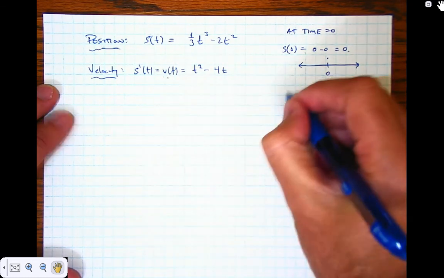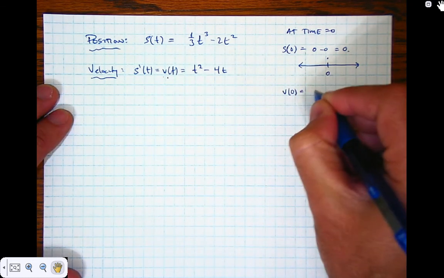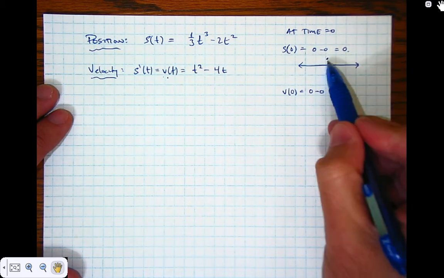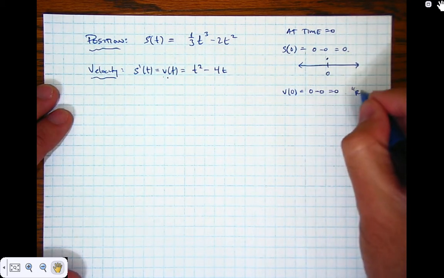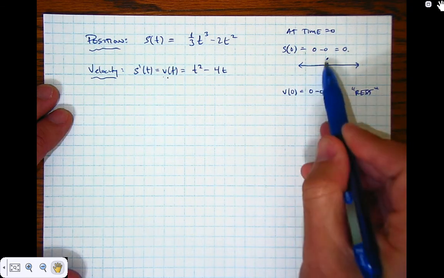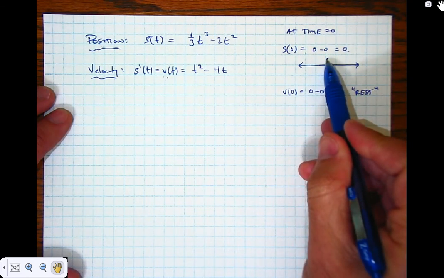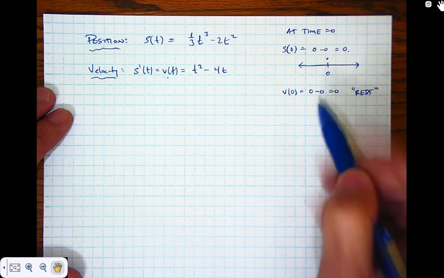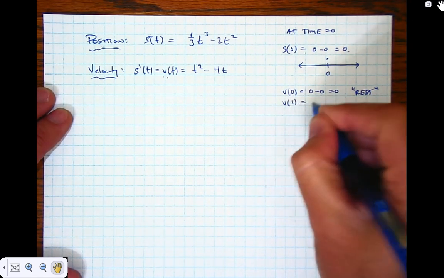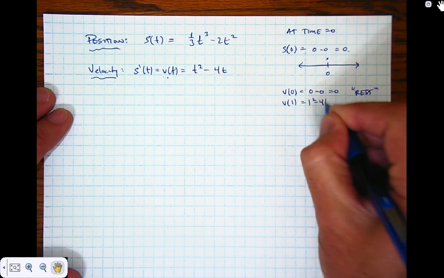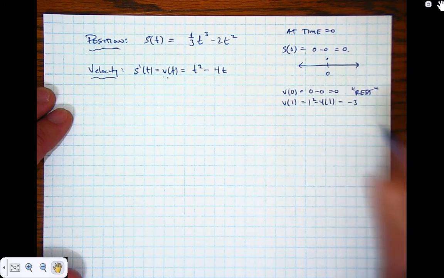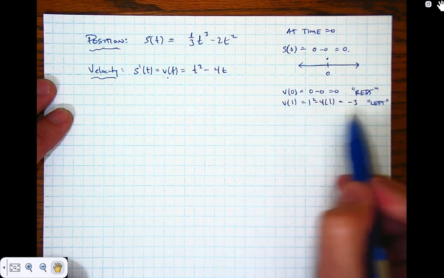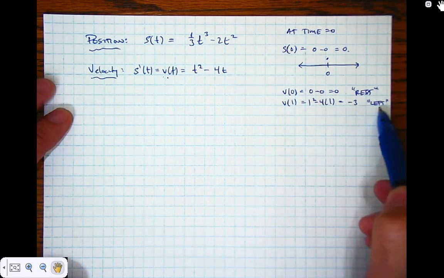That tells me the velocity of the particle at any time. Okay, so for instance, the velocity at time 0 would be 0 minus 0 or 0. And so when I start the clock here, this thing is at rest. Right? Nothing is happening at time 0. When I start the clock, this thing is not moving. Right? Now, we could find velocity at time 1, and that would be 1 squared minus 4 times 1, or negative 3. And so we know that after 1 second, this particle is moving left.